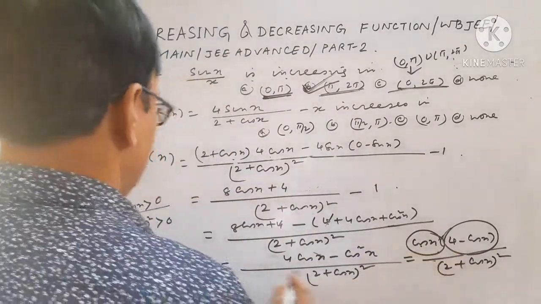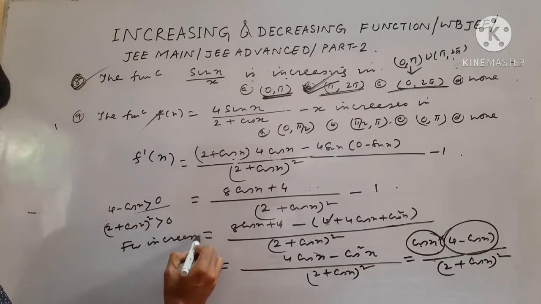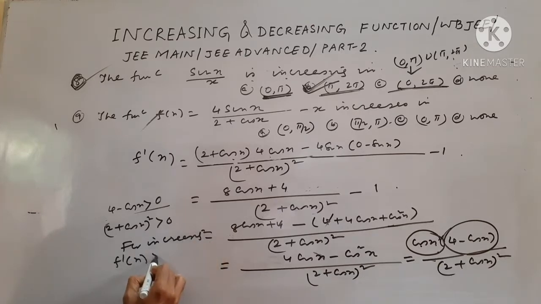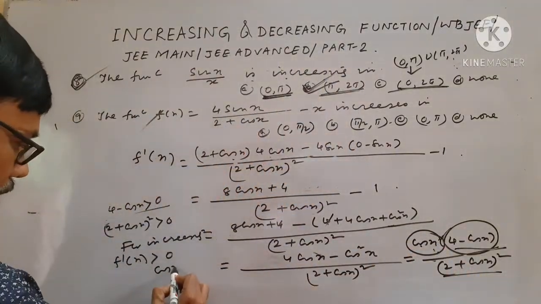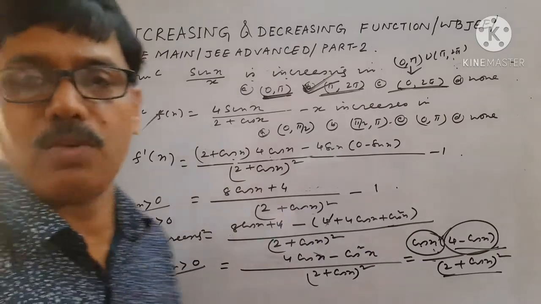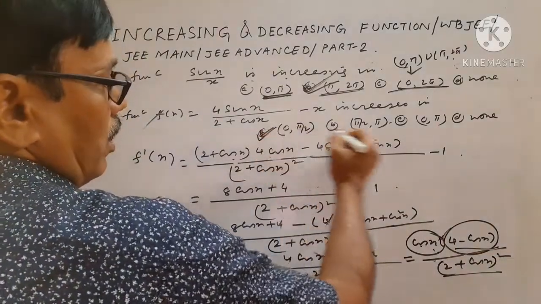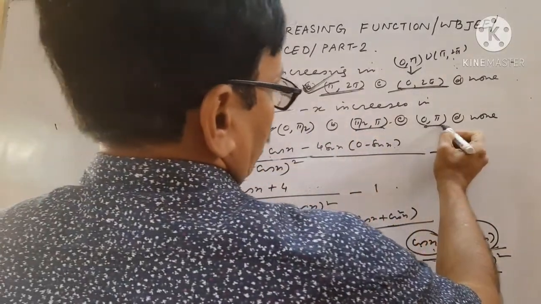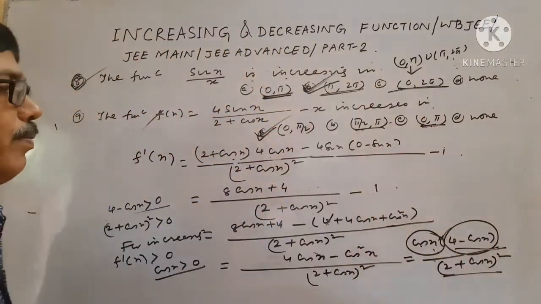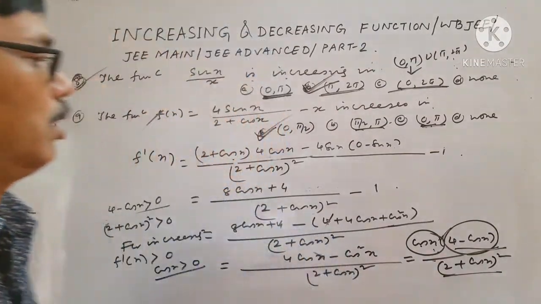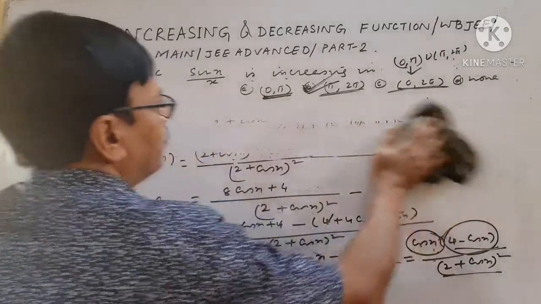So what we are getting? Cos x greater than 0. For increasing, f dash x greater than 0. So this one is positive, this one is positive. So cos x greater than 0. So now we look, cos x is positive in which interval? Obviously it is in first quadrant. It is negative here. Some 0 to pi by 2 positive, pi by 2 to pi negative. So only one option, that is 0 to pi by 2. So this is very simple problem.